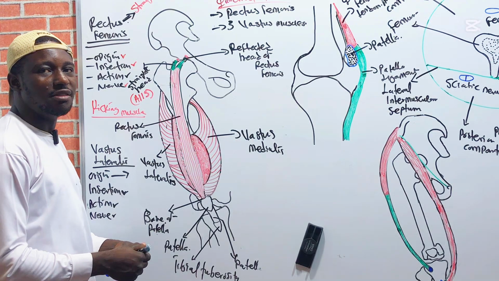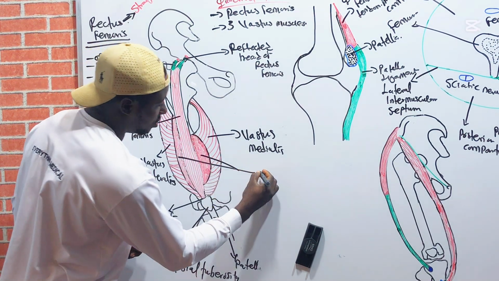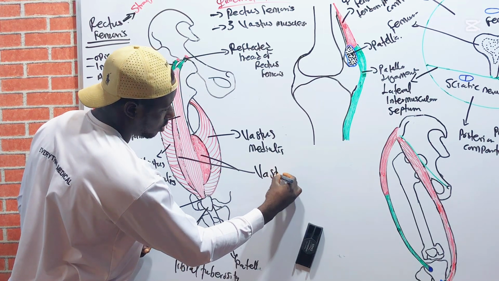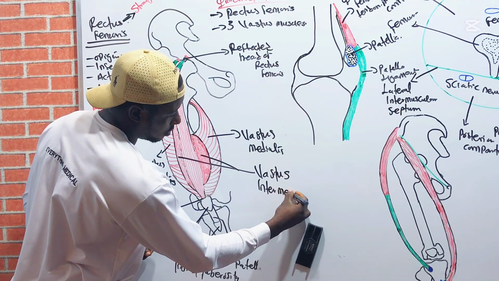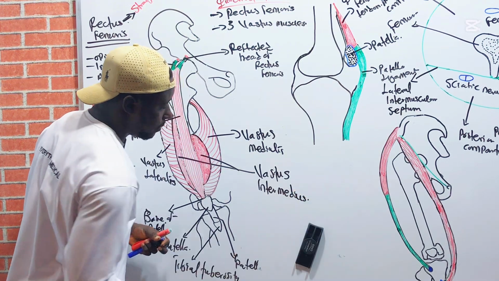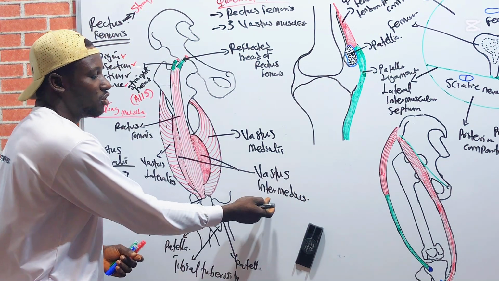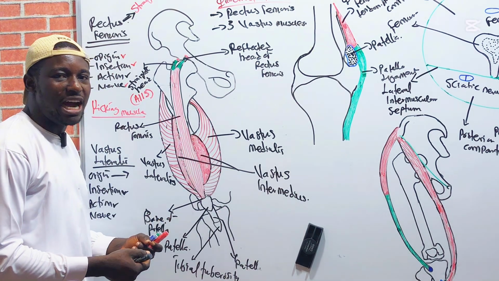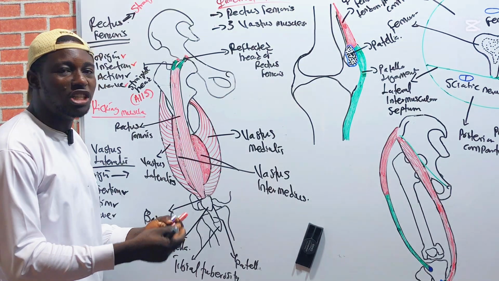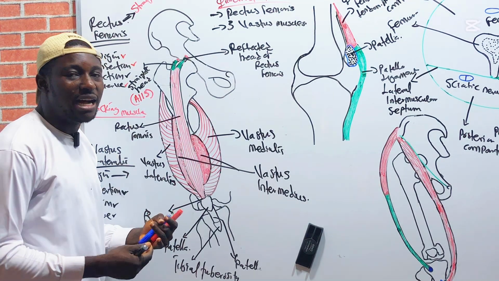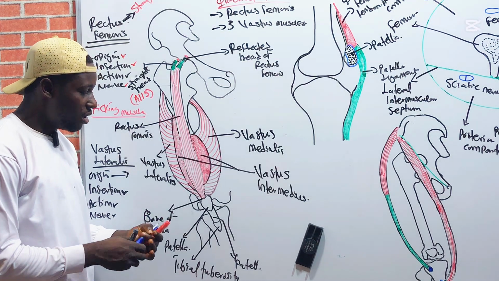The next muscle is the vastus intermedius. This is the vastus intermedius. The origin of vastus intermedius is from the anterior and lateral surface of the femoral shaft. That is the origin. Okay.